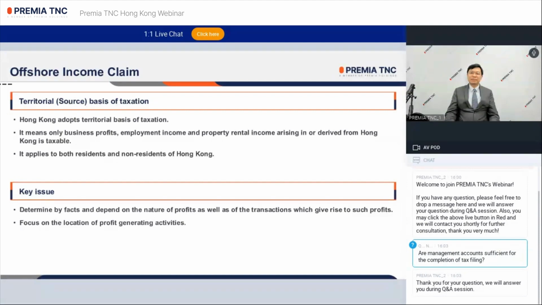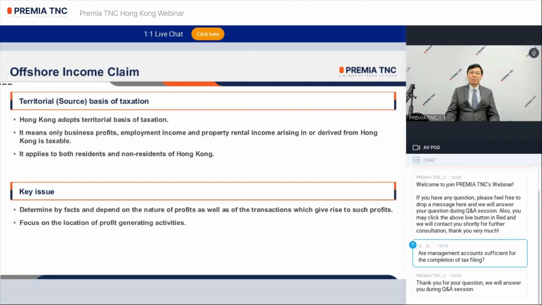Offshore income claim. Unlike most countries, Hong Kong adopts a territorial source principle of taxation. Only business profits, employment income, and property rental income arising in or derived from Hong Kong are subject to Hong Kong profits tax. It applies to both residents and non-residents of Hong Kong. Although the concept of locality of the sources of income seems simple, in reality, its application often can be complex. No universal rule can apply to every scenario.